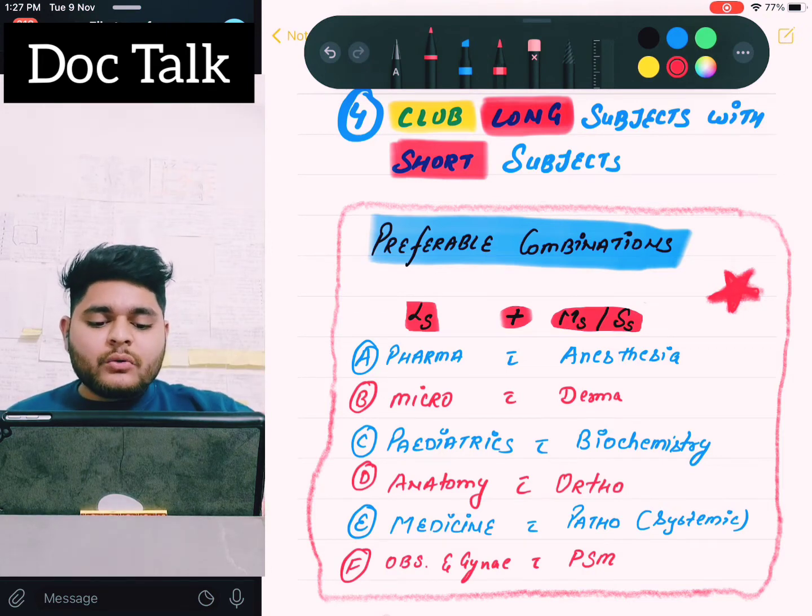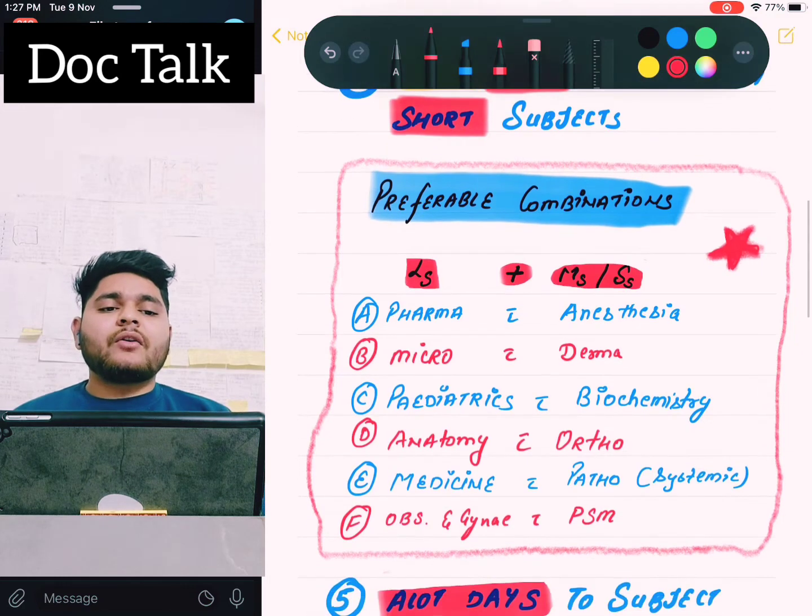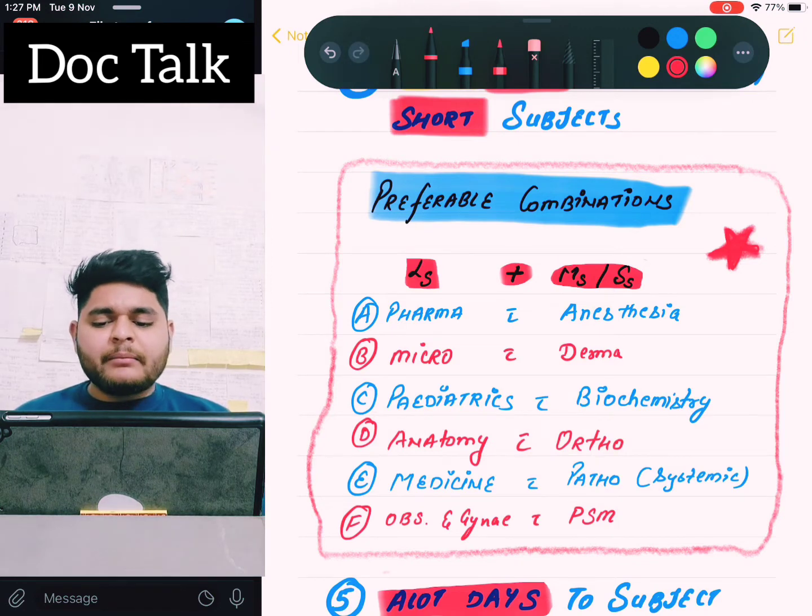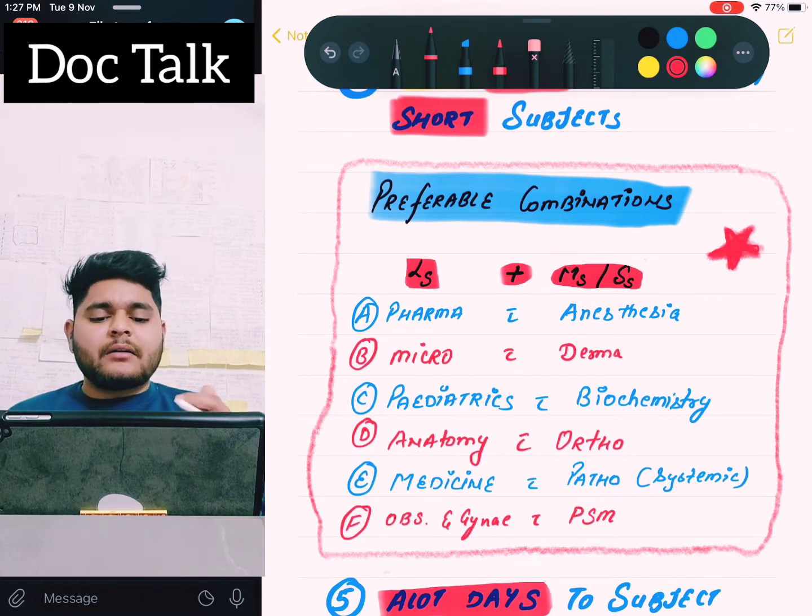Second thing, do micro with derma. Now why micro with derma? Because in derma you will see a lot of microorganisms causing skin diseases, right? And in micro you will study about those microorganisms. So I think it's a better combination to start with micro and derma. First complete micro, then go for derma.